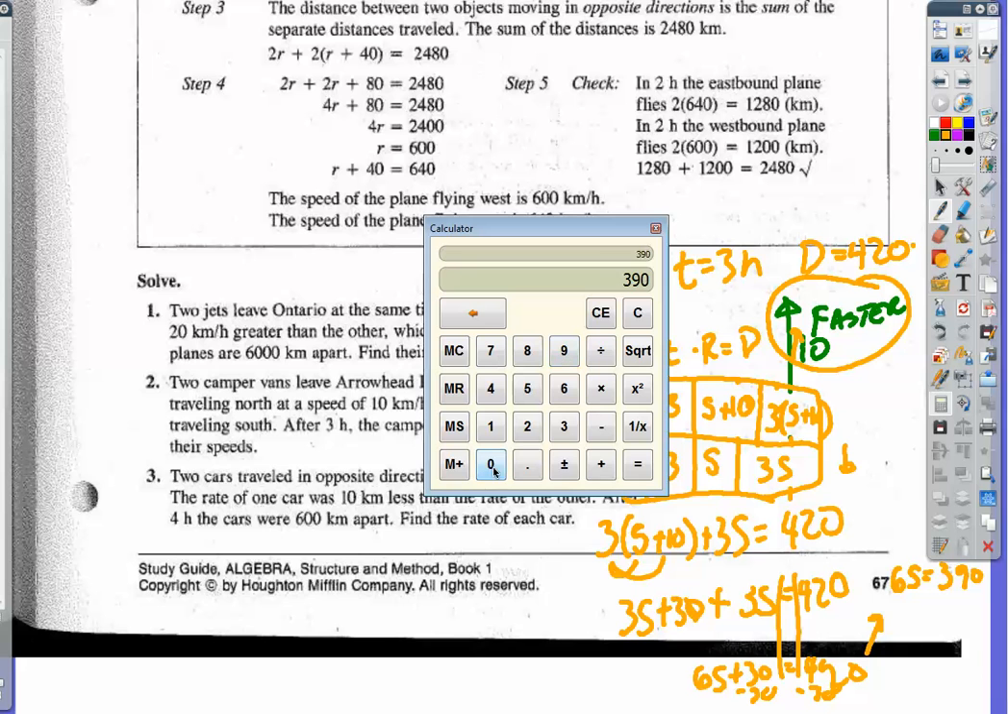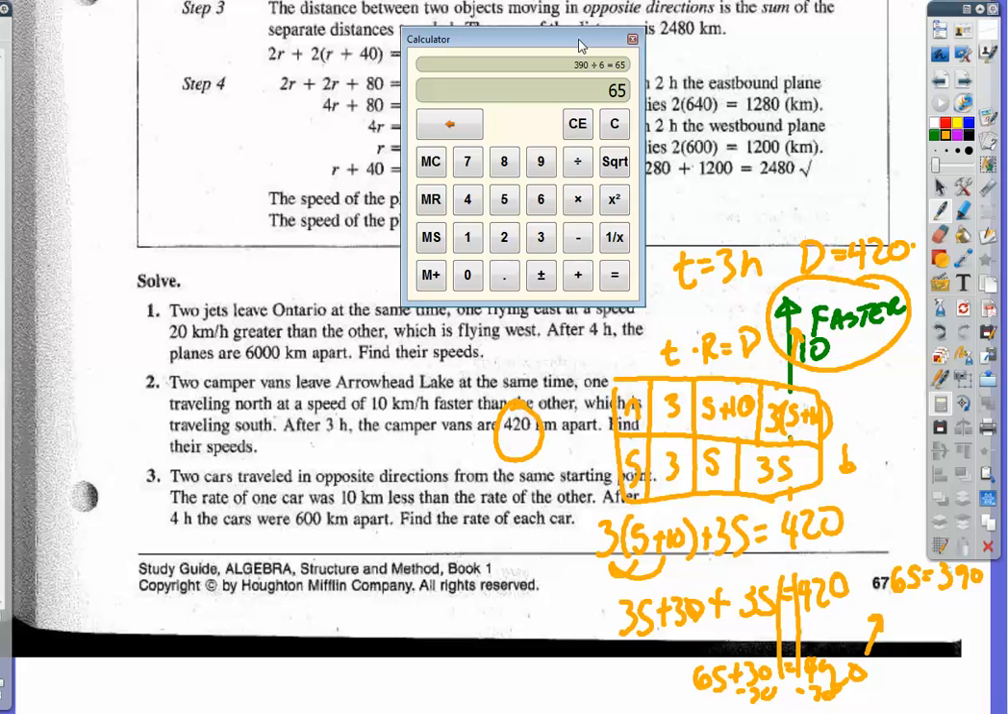390 divided by 6 is 65. So that means the speed of my southbound one is equal to 65. My southbound one is going at 65 miles per hour, and my northbound one is 75 kilometers per hour. I was going to say 75 miles per hour is awfully fast for a camper van.